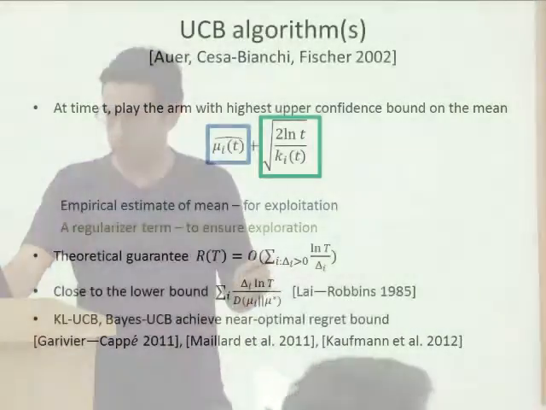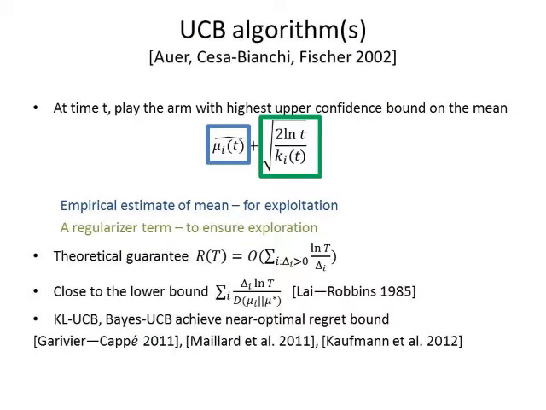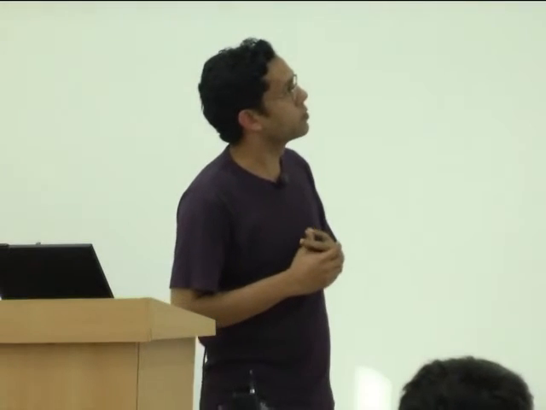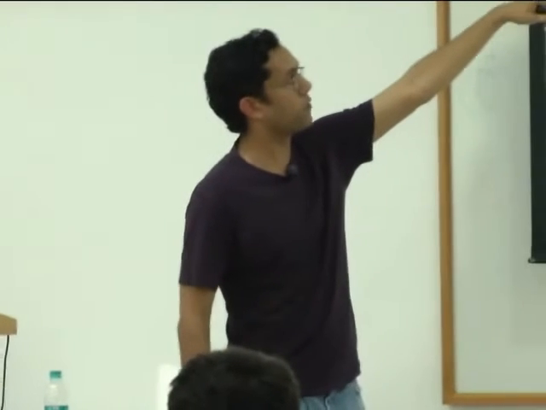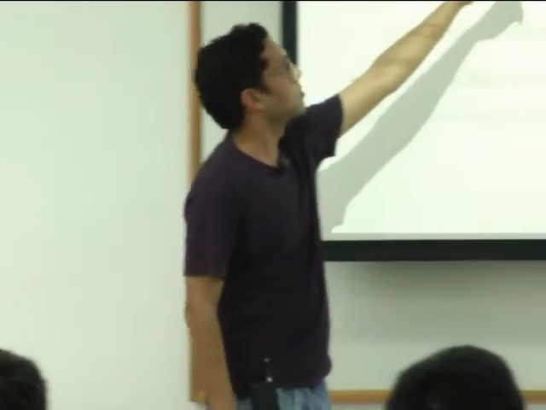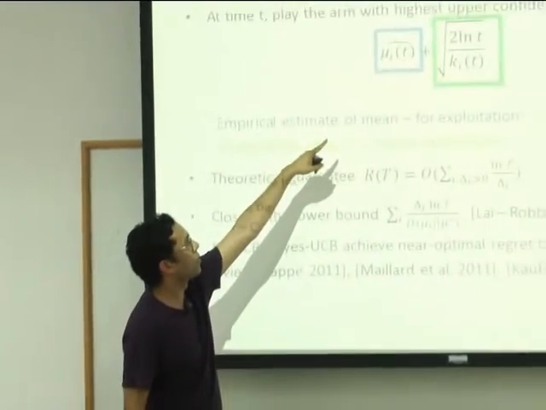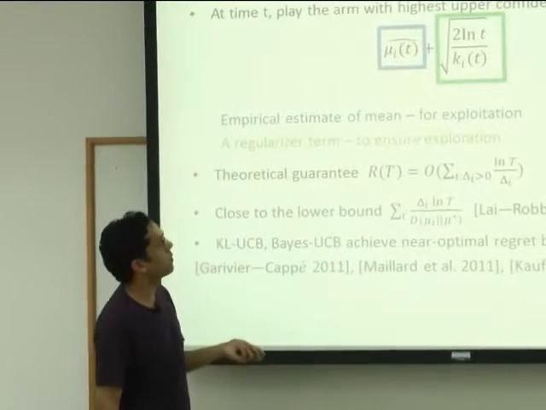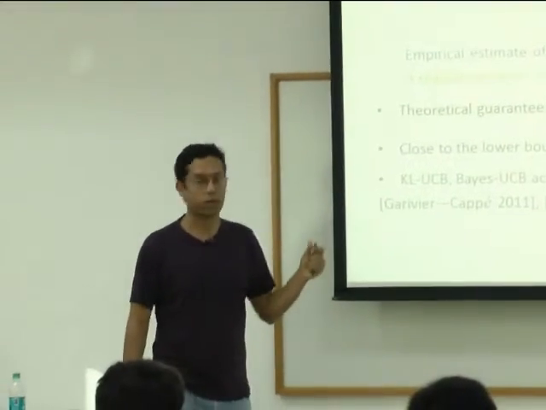So probably the most popular algorithm for this problem is the UCB algorithm. It's actually a family of algorithms due to Auer, Cesa-Bianchi, and Fischer. It's very simple. At time t, to decide which arm to play, we do the following. For each arm, we compute what's called the upper confidence bound. It's the sum of two terms: the empirical mean for arm i, and a second term, a regularizer term, which is square root of 2 log t over k i of t. k i of t is the number of times the arm has been played.